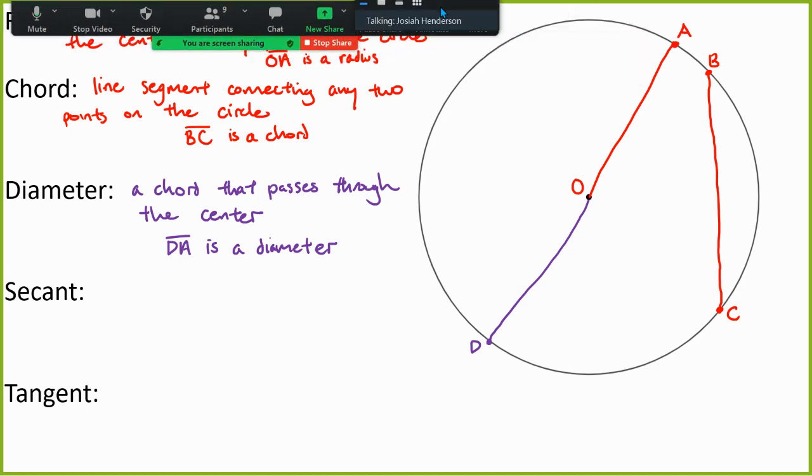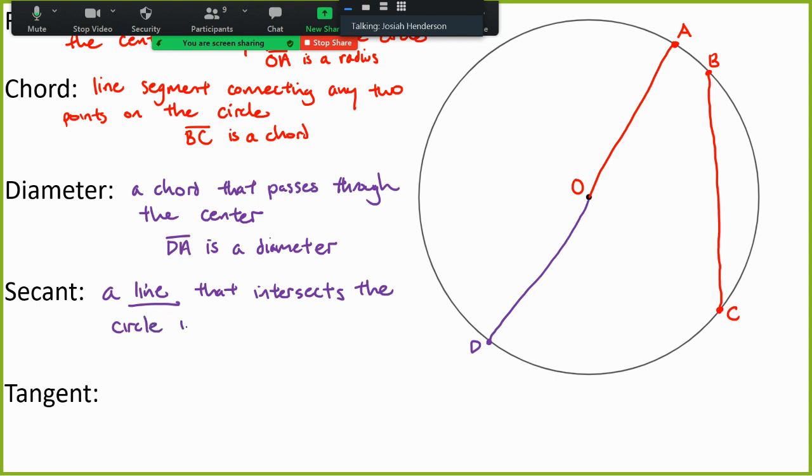So secant is the next one. That's how we say that. Secant. A secant is a line that intersects the circle in two places, or two points. Now, you might be thinking, well, isn't BC intersecting in two points and DA intersecting the circle in two points? Yes, they are, but they're not lines that go on forever. They are segments cut off at their endpoints.